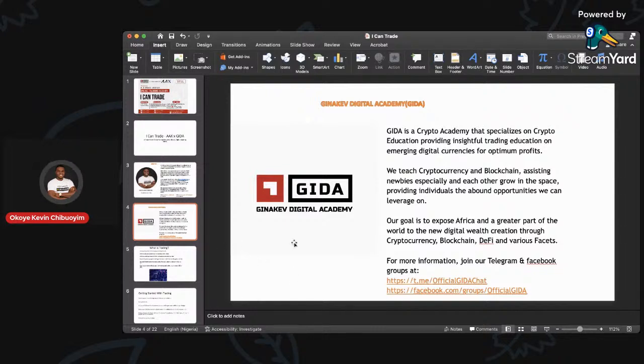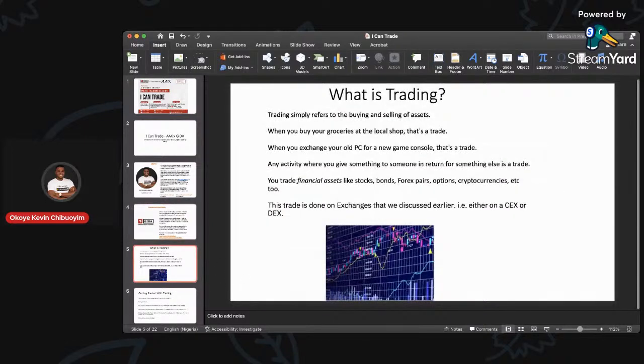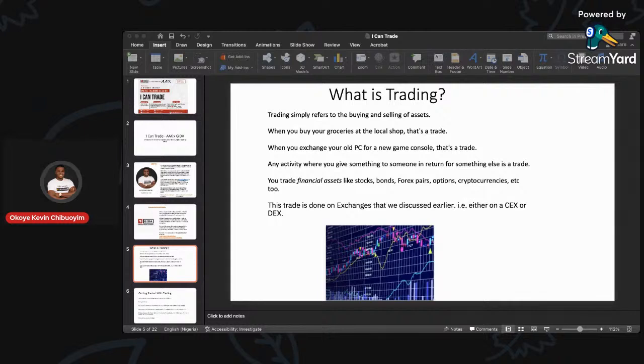So basically, we are going to be exploring trading. Let's understand what trading is before we jump into sports and futures trading and all that. Trading simply refers to buying and selling. It's the buying and selling of assets. An instance is when you buy your groceries at a local shop. You are actually making a trade. Let's use a practical case study of what you do in your day-to-day life. You go to a store to buy stuff.